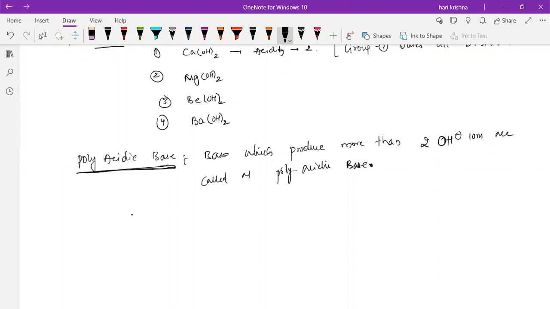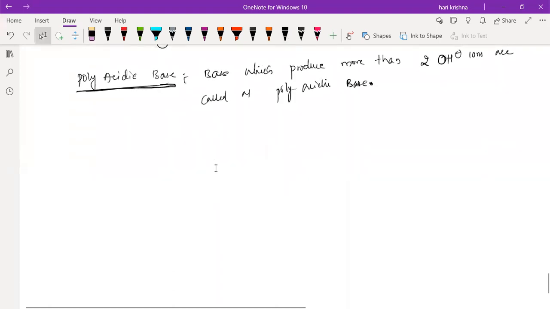So with this, we finished the classification of acids and bases. Next we'll study the physical properties. Then we'll end the class, because chemical properties we'll study together entirely in one class. Can you give one example for a polyacidic base? Al(OH)3. So group 13 will be polyacidic bases.